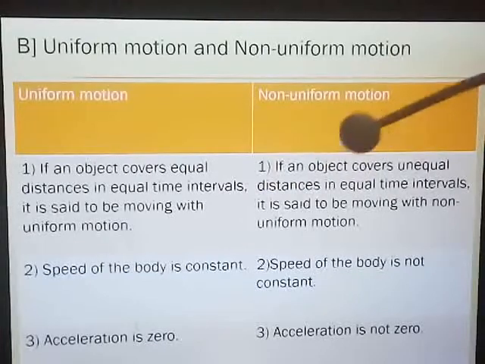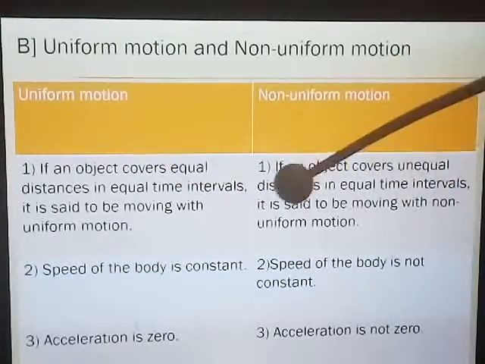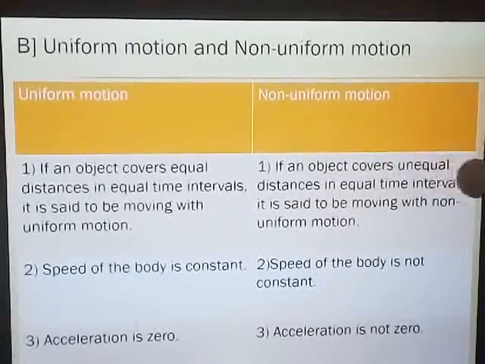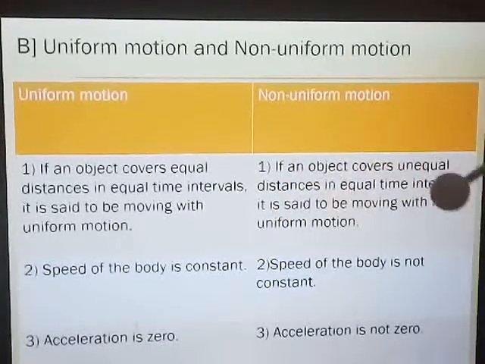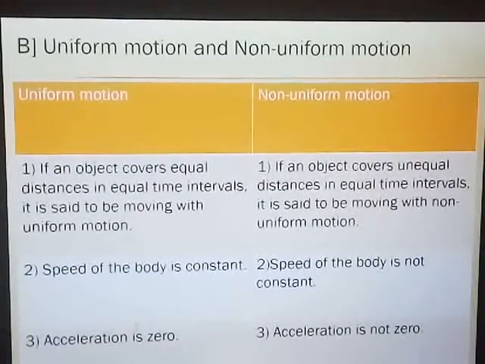If an object covers unequal distances, in place of equal you will write unequal distances in equal time intervals, it is said to be moving with non-uniform motion. This is your point number 1 for uniform motion and non-uniform motion. Always children remember, whenever you are writing any distinguish between, mostly prefer first point as the definition of that particular term.